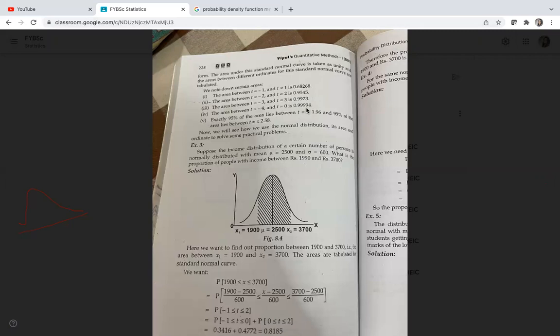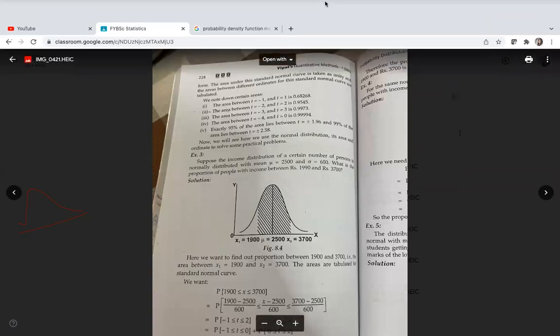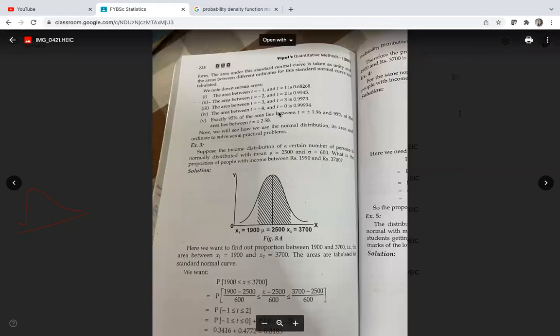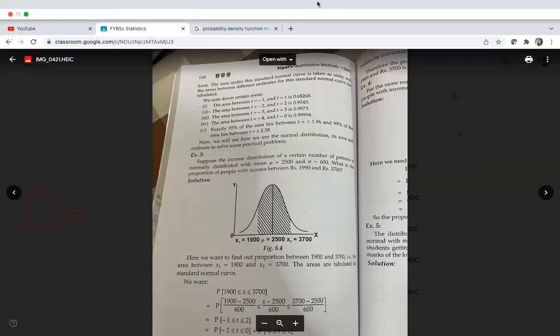Because we have said it tends to infinity. This we took for practical purposes, so obviously it cannot be 1. Do you understand, class? And moreover, when we say exactly 95% of the area lies between 1.96, and 99% between 2.58, when we calculate, you'll understand the significance of this. For now, did you understand? Are you following? Yes, ma'am. For now? Yeah.